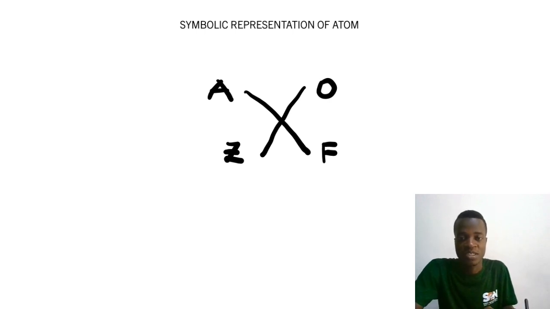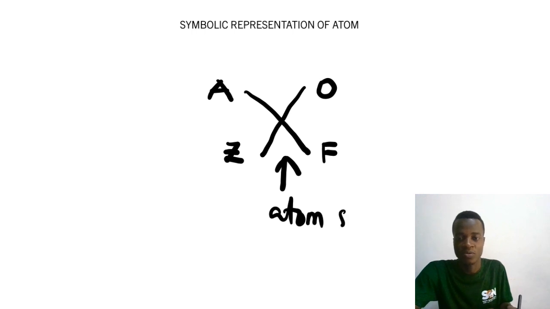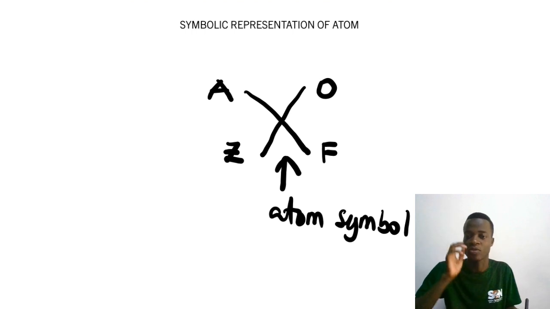So when you have an atom and you're presenting it on paper or symbolically, it has four parts that are given to it. This is the main X. The X is the atom itself, the atom symbol. X is just representing any atom, because every element has a symbol.